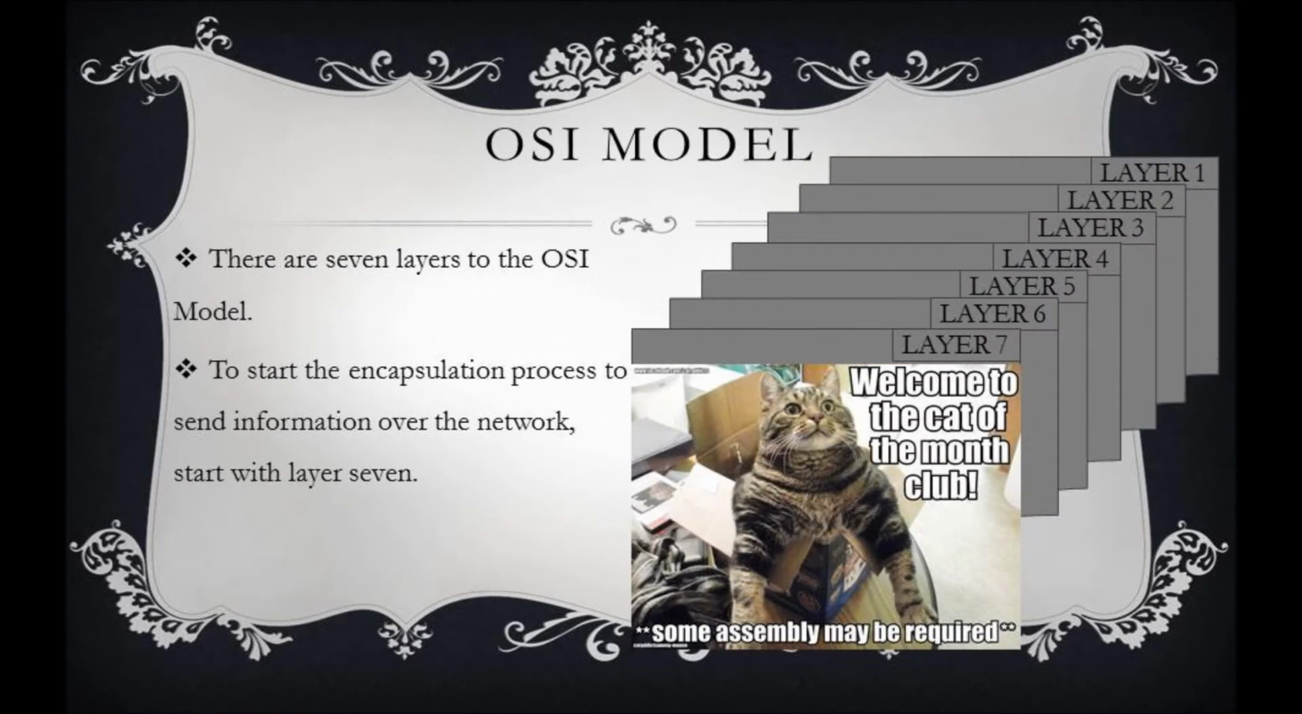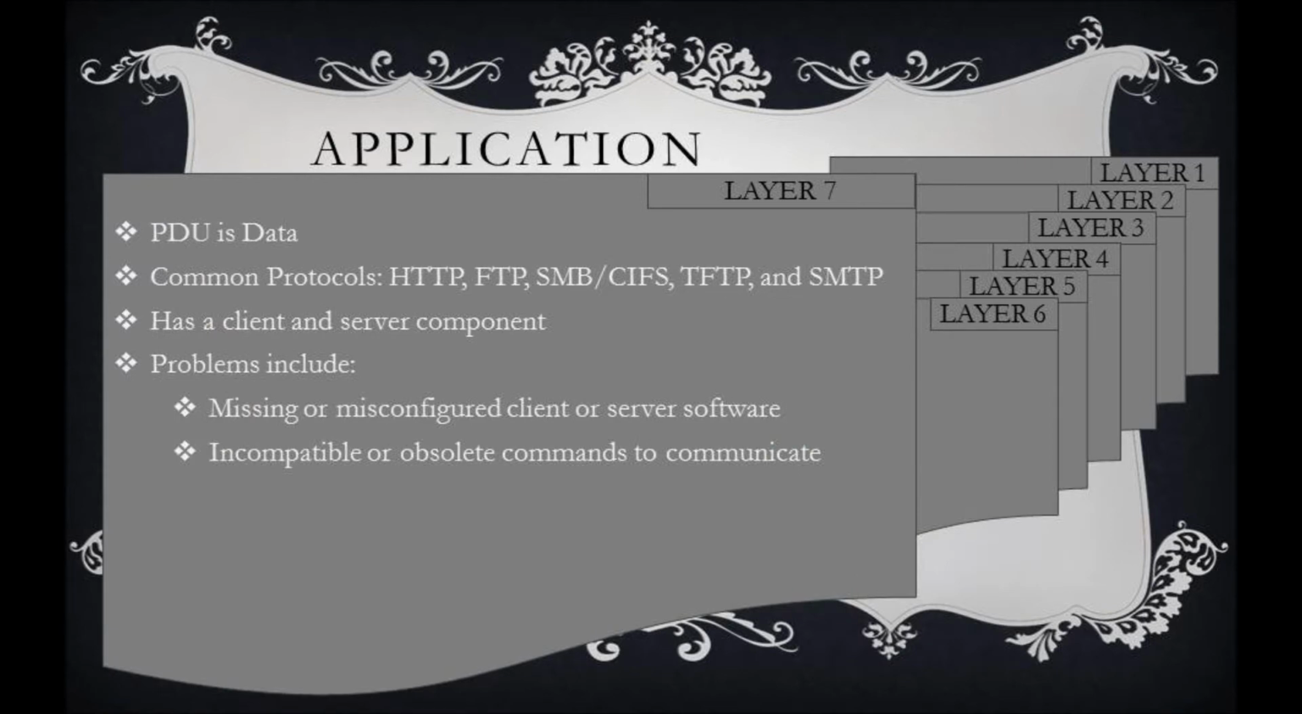Open Systems Interconnection Model. There are 7 layers to the Open System Interconnection Model. To start the encapsulation process to send information over the network, start with Layer 7, the Application Layer. At the application layer, the protocol data unit is simply data. Common protocols of this layer include HTTP, FTP, SMB/CIFS, TFTP, and SMTP. The application layer has both client and server components. Problems of this layer include missing or misconfigured client or server software, and incompatible or obsolete commands to communicate.